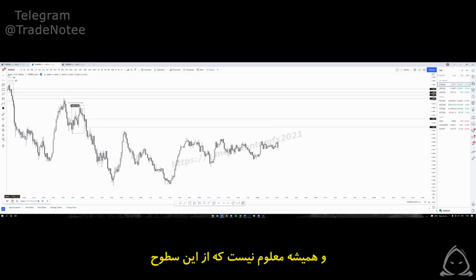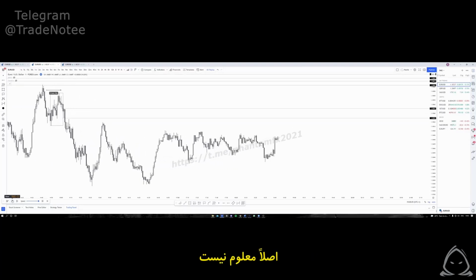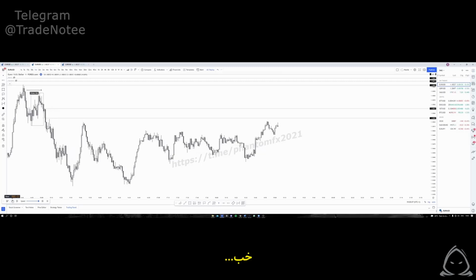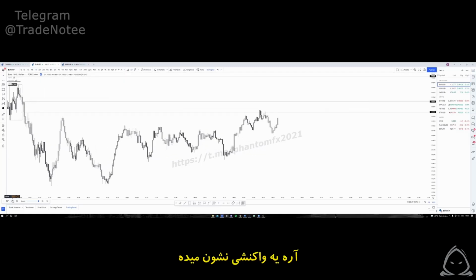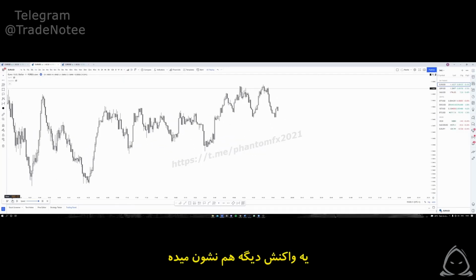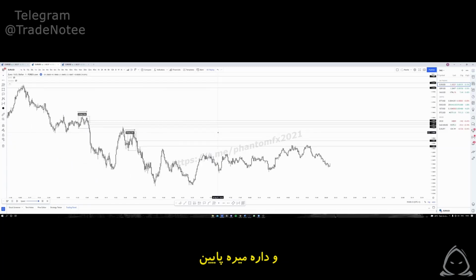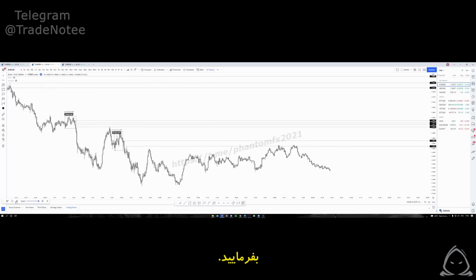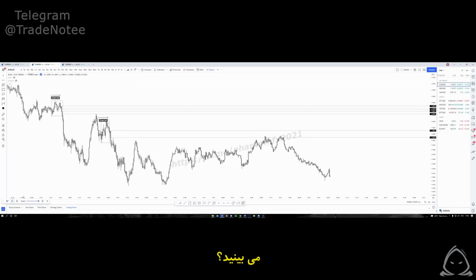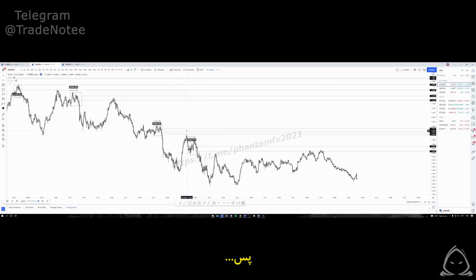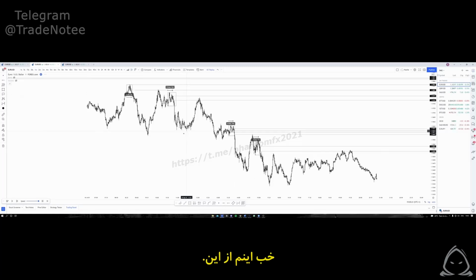And again, it's not always going to work. If it does give you a reaction to that level, who knows? Yeah, it gives us a reaction. Gives us another reaction. Does it continue on lower? Yeah, it does. There you go. See?